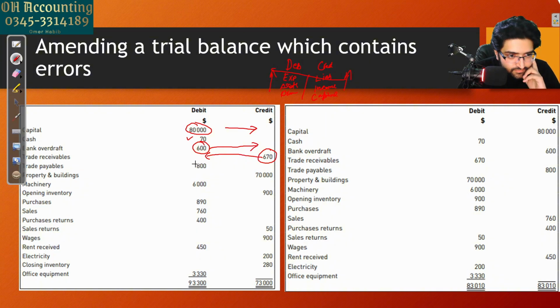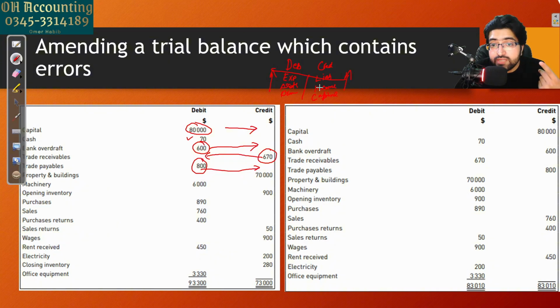Okay. Trade payables. Again, trade payables is a liability. The balance should be on the credit side, not the debit side. Okay. How do I know that? Because of DEAD CLIC. Okay. So again, go through chapter 3 if you're not sure why I'm doing this.